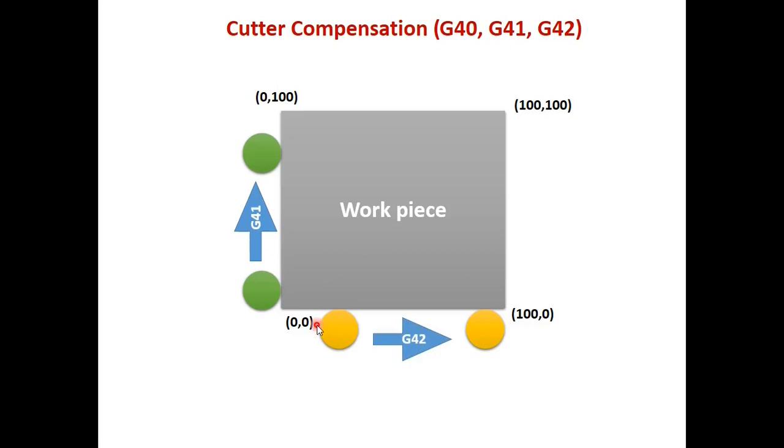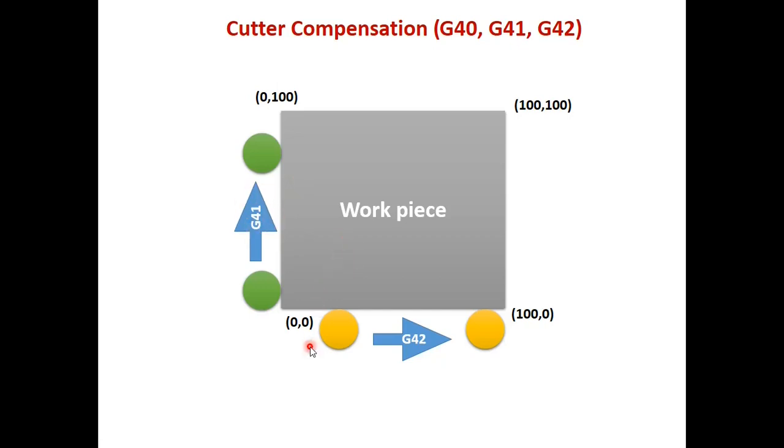Okay, I'll explain one more time. We have the workpiece. Suppose you are taking a clockwise milling operation. We start from 0 0, then move to 0 100, 100 100, 100 0, and then again to 0 comma 0. That is clockwise motion. What is happening when I'm doing clockwise motion? The left side is the tool and the right side is the workpiece. So we have to use G41.